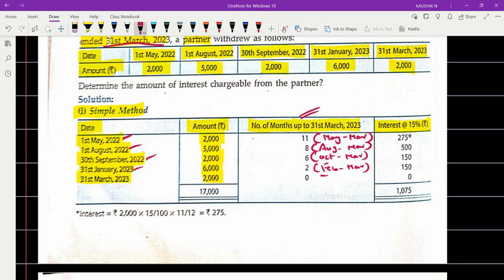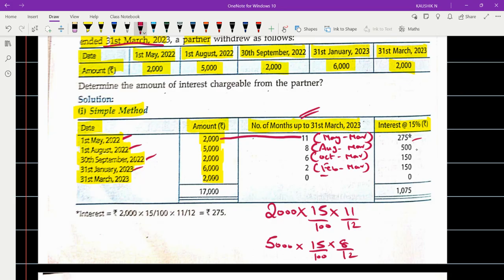Now, after doing this, you are going to calculate the interest for each and every withdrawal amount with the help of these months in the formula. So interest is calculated like this: the amount withdrawn, 2000, into the rate, 15 by 100, into, in the place of 1 by 12, here you have 11 months, so into 11 by 12. That will give you 275. For the next one, it will be 5000 into the same 15 percent into how many months? 8 months, 8 by 12. That will give you 500.